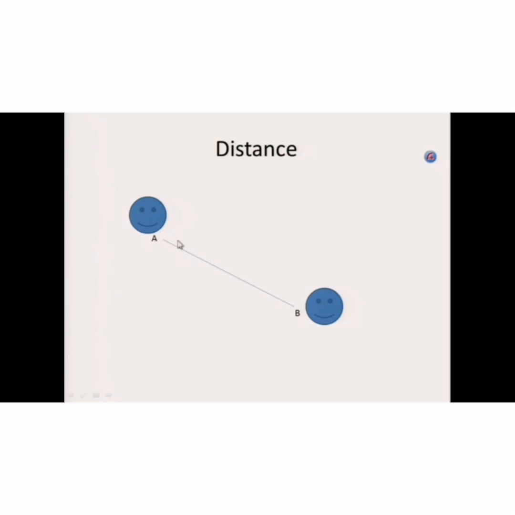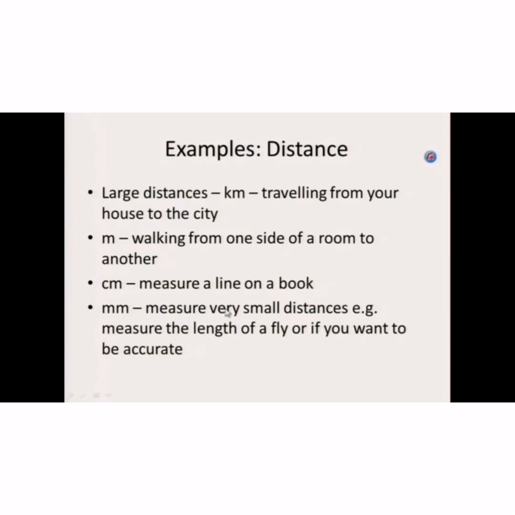Distance, if I move from point A to point B, say for instance, from your house to the school, you cover a certain distance. Or from your house to the city, you cover a certain distance. Let me give you an example of distances. Large distances, for example, can be when you travel from your house to the city. In this case, we will use kilometer to express the distance.